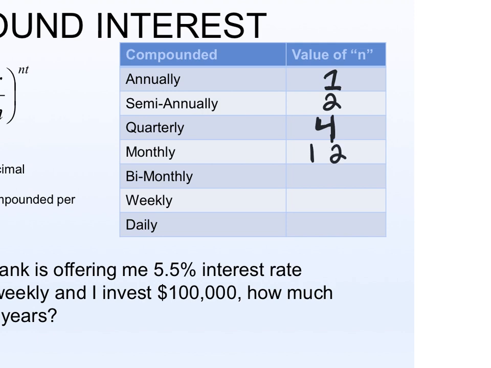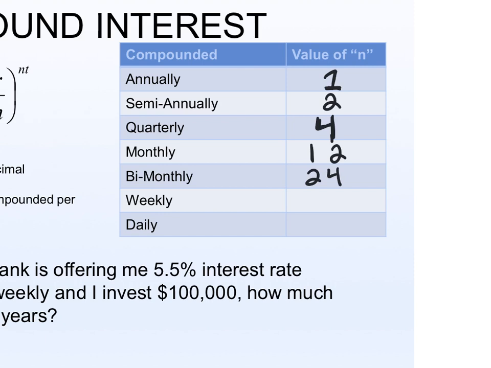What if it was compounded bi-monthly? Well, that means it's compounded 2 times a month. How many months are in a year? 12. So this would be 24. Because everything is based on the year and then how it applies to the year.